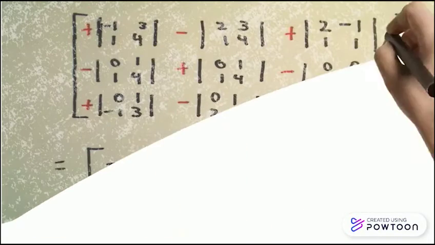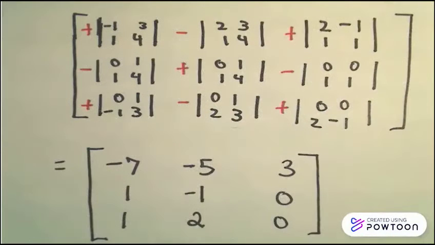Now let's multiply: minus 1 times 4 is minus 4, then 3 times 1 is 3, so you calculate, minus 7. Then 2 times 4 is 8, 3 times 1 is 3, then minus, that's 5, then multiply by the minus. So every result you get, you multiply by the minus or the plus that you have outside.